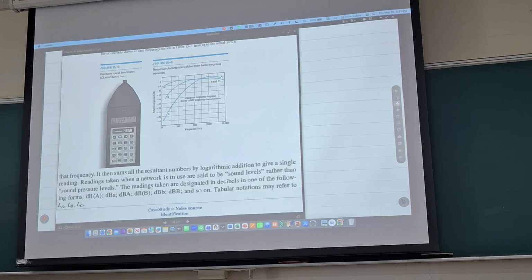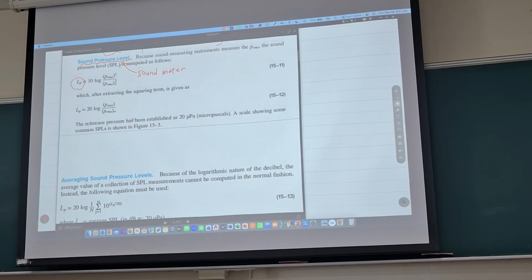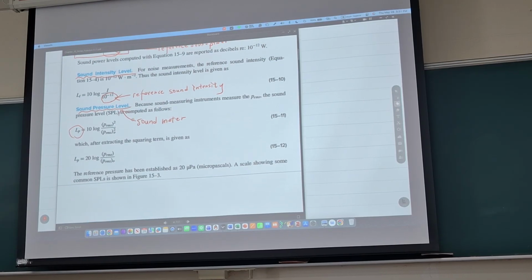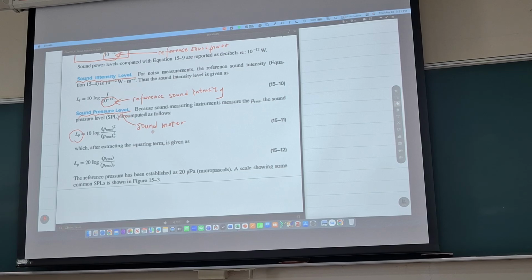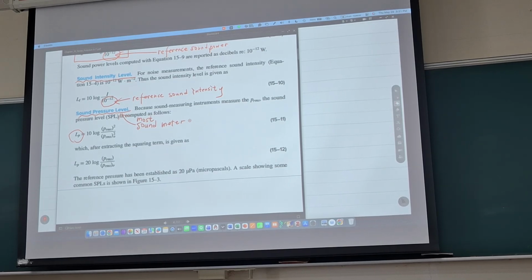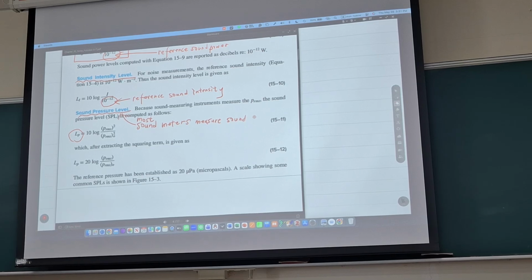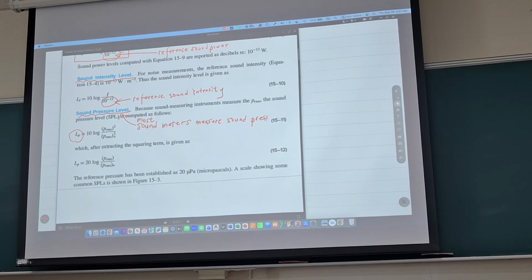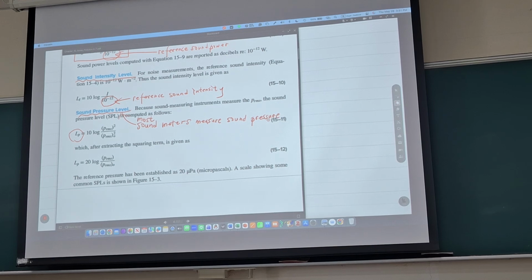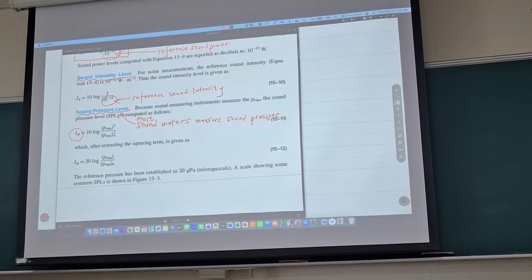Most sound meters measure sound pressures. So that's the reason we also need to know how to calculate the sound pressure level L_P.